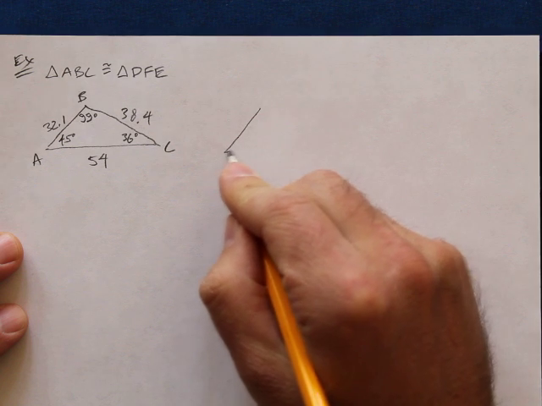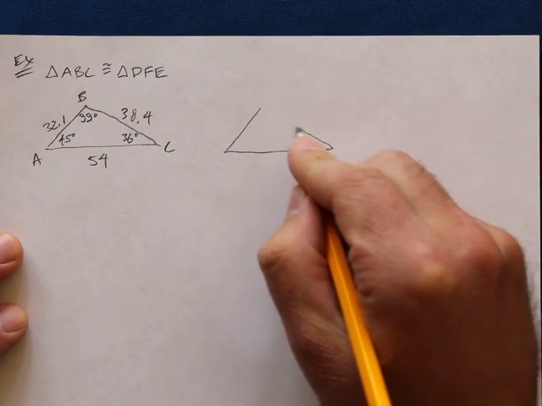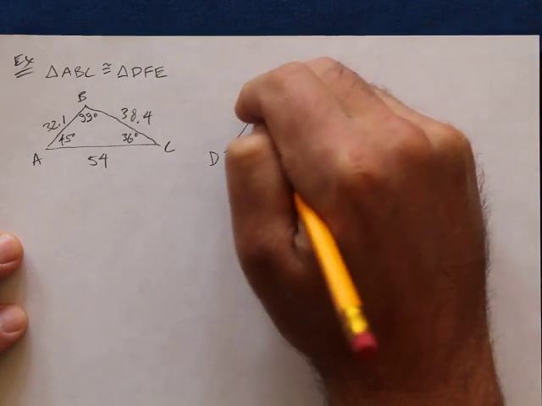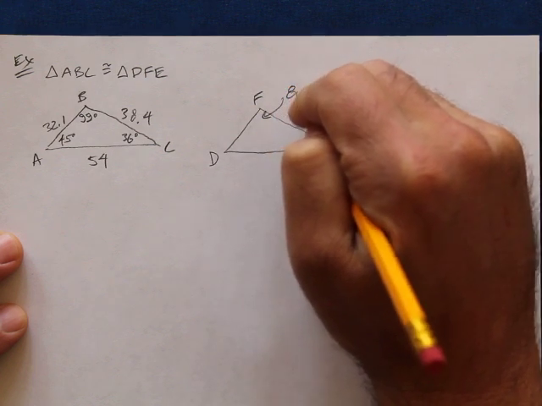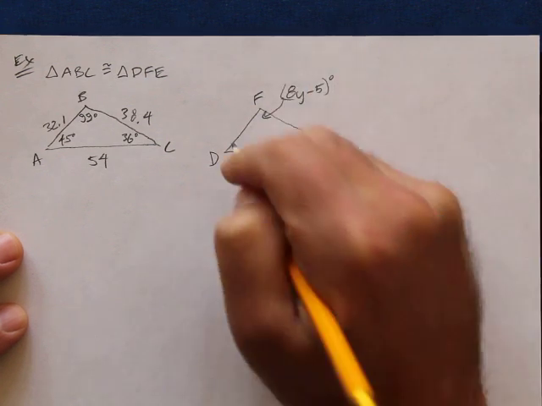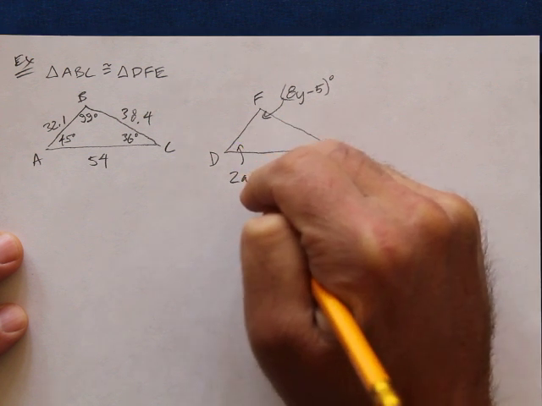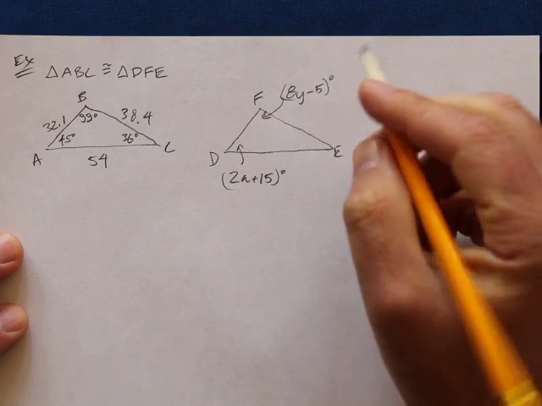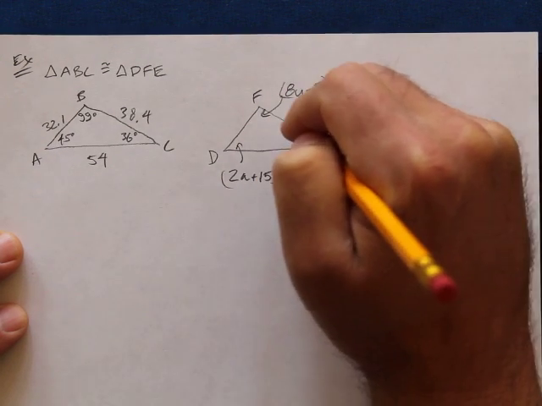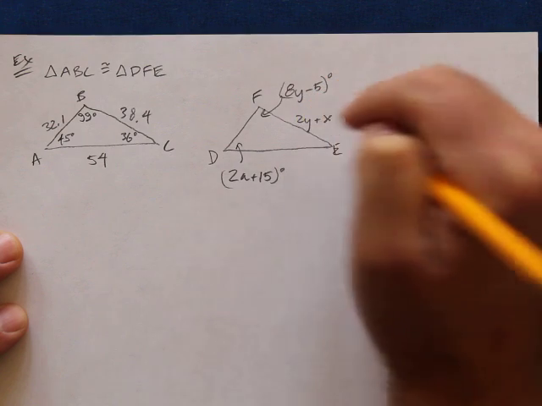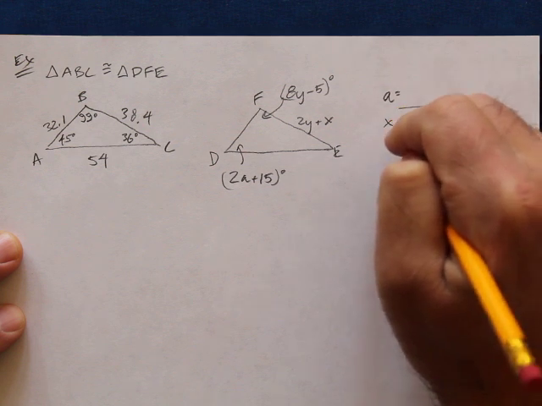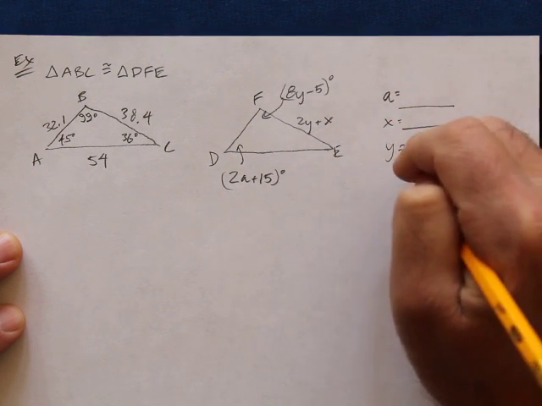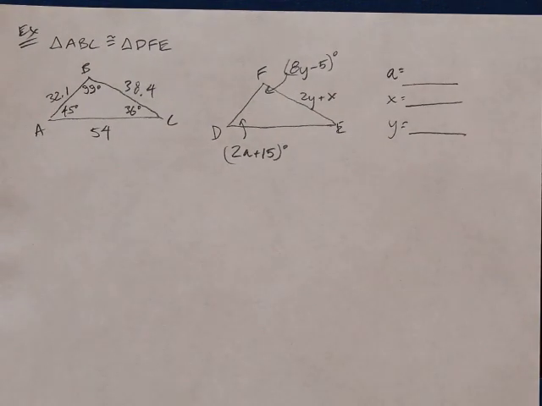Now I'm going to draw this other triangle, DFE. And F is 8y minus 5 degrees. Angle D is 2a plus 15 degrees. And FE, this segment here, is 2y plus x. I want to know what a is, I want to know what x is, and I want to know what y is. The value of a, x, and y.